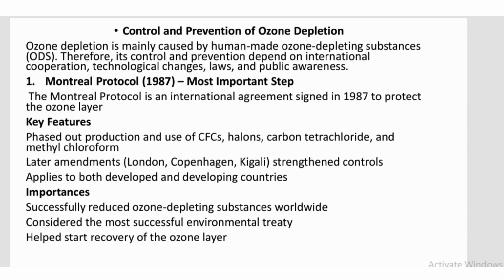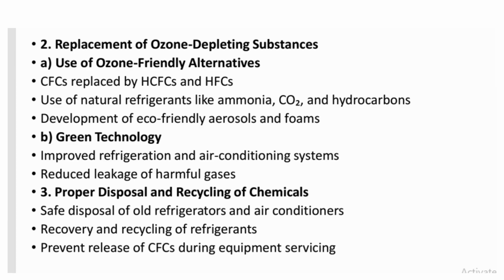So there are some controls and prevention of ozone depletion. The first is the Montreal Protocol, the most important step, where the key feature is to phase out production and use of chlorofluorocarbons, halons, carbon tetrachloride and methyl chloroform. There is also replacement of ozone-depleting substances, using ozone-friendly alternatives, like chlorofluorocarbons replaced by HCFCs and HFCs, use of natural refrigerants like ammonia, carbon dioxide, and hydrocarbons, and development of eco-friendly aerosols and foams.